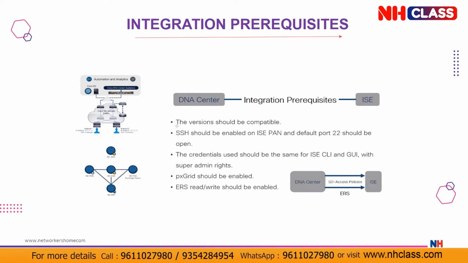First of all, versions should be compatible, okay? If it is not compatible, you can download the patch files and make it compatible with each other. SSH should be enabled on the ISE PAN, and the default port number should be 22. After that, the credentials should be the same for CLI and GUI. You should not have different credentials on the ISE for CLI and the GUI. It should have admin rights, with super admin rights.